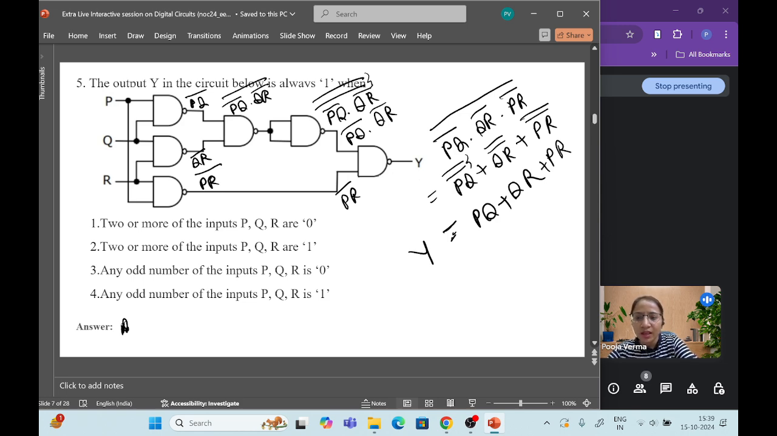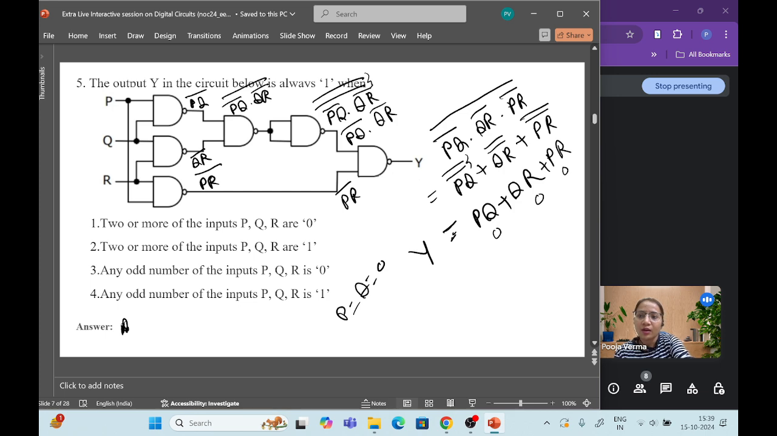The first option: if two or more inputs, that means you can take any two inputs or more than that. So P equal to Q is equal to 0. Let's say I'm taking two inputs. So there will be 0, this will be 0, and P, Q, and this will be 0. The whole output will be 0. So this one is not a correct option.